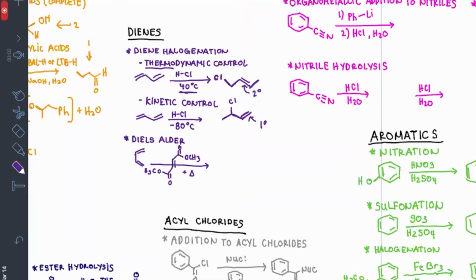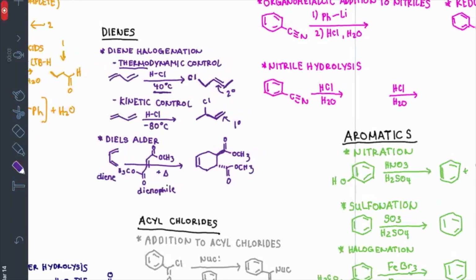So Diels-Alder, this is essentially you're creating a cyclohexene, and this involves a diene, and this also involves a dienophile. Okay, and so what we're doing is we're going to combine the diene and the dienophile, and we create a cyclohexene. Okay. Like so. And so that should end the reactions for dienes.